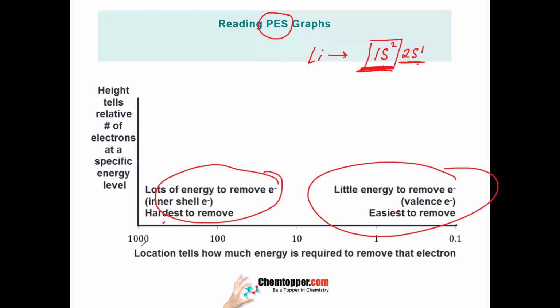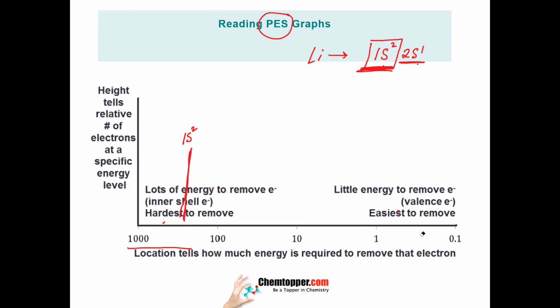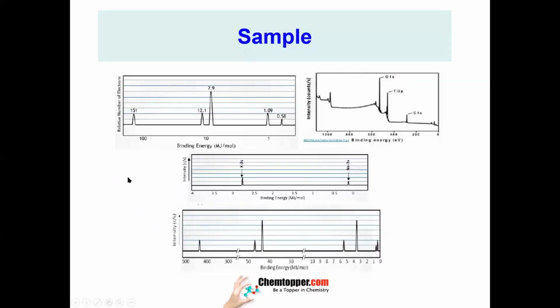So difficult to remove, more energy needed, put it here. This is 1s2. And 2s1, less attraction, easy to remove, only one electron. So half of the height. This is 2s1. I think you people are finding it difficult to understand. Bhavya, you are not answering. Is it clear to you? Okay, it's very simple. When you practice questions, you will understand everything.